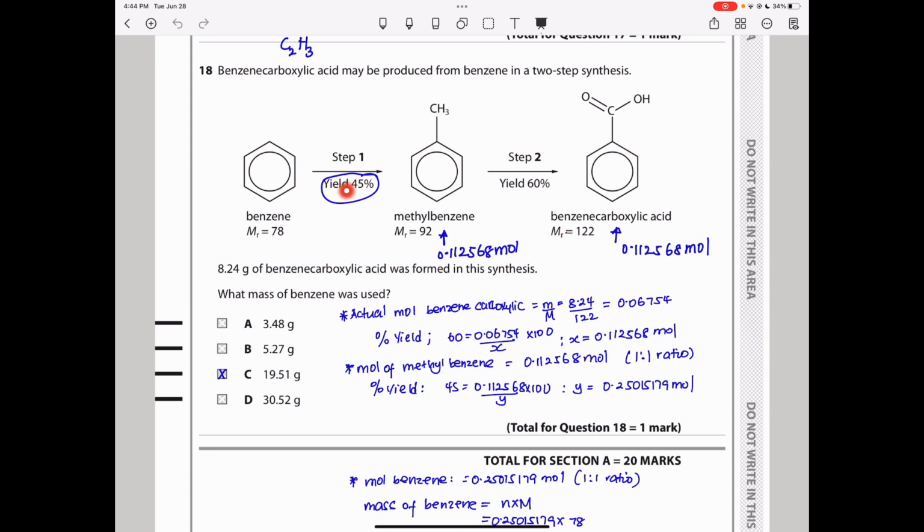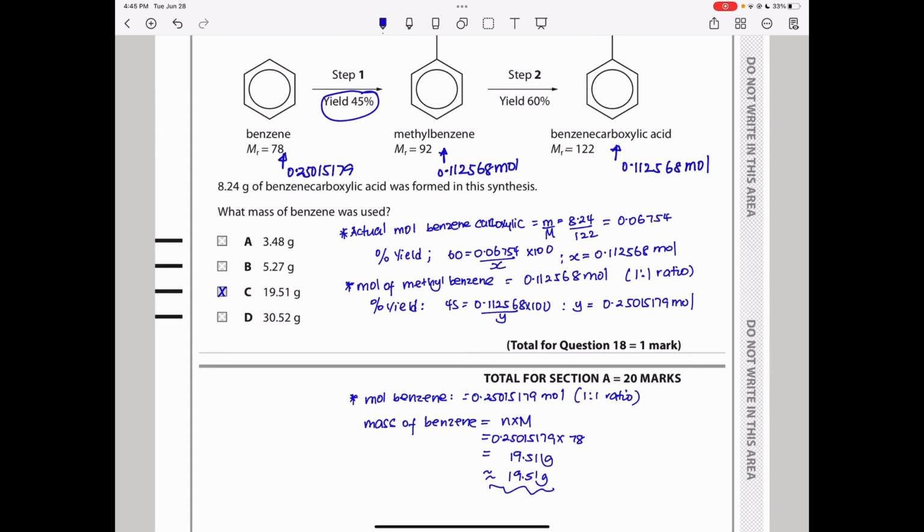Then I came to the percentage yield. So 45 percent is equal to the actual divided by the theoretical I'm looking for, times 100. This is fitting into the percentage yield equation. When I made Y the subject, I got this. It means the moles we're looking for are 0.250151798, 179 I didn't round off. So it means the moles of this, based on the equation, which is a mole ratio of 1 to 1, are going to be 0.250151799.